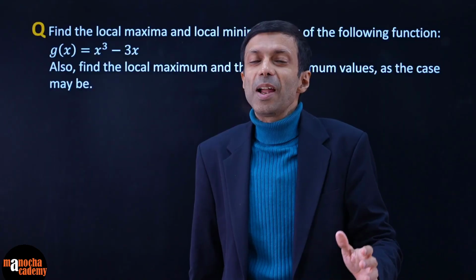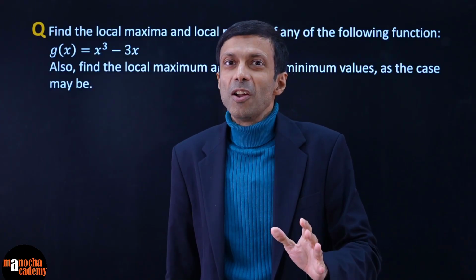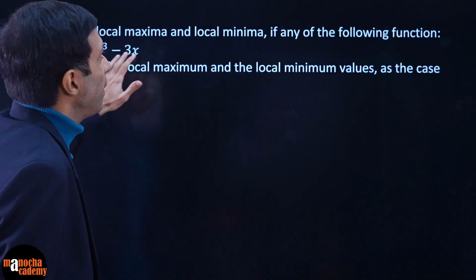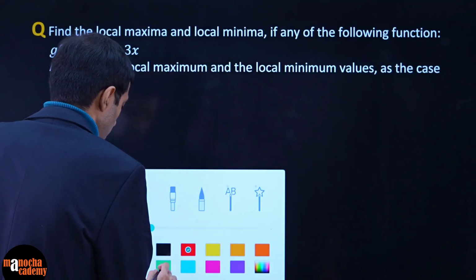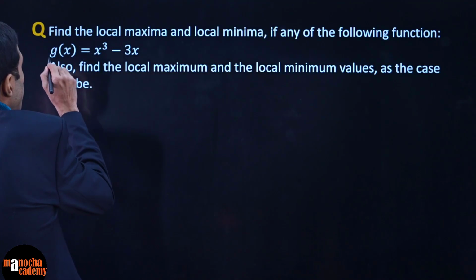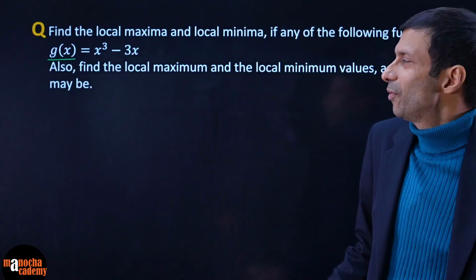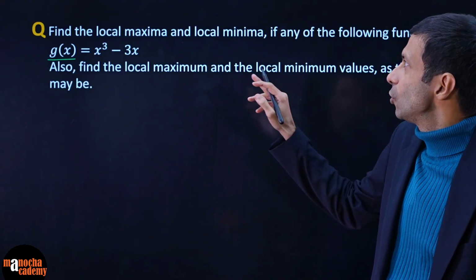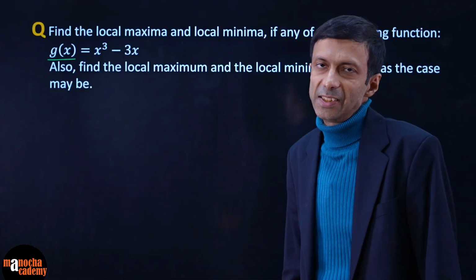And this last question I'm going to leave you as the homework question, right? So try it out based on what you have learned. It says, find the local maxima and minima, if any, of the following function given here. What is the function given to us? It can be f(x), g(x), whatever name you want to give, and that is x cube minus 3x. And it says also find the local maximum and minimum values if they exist, right?